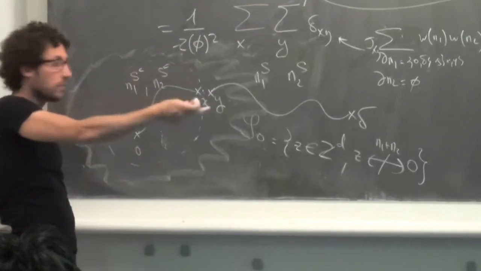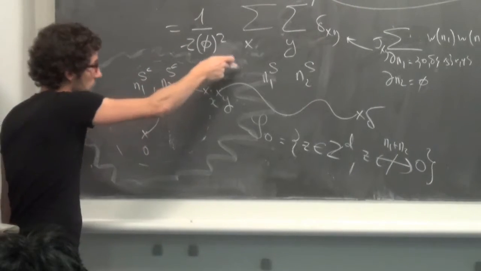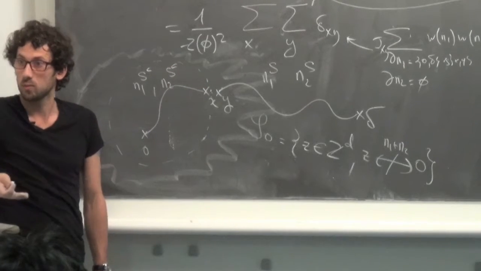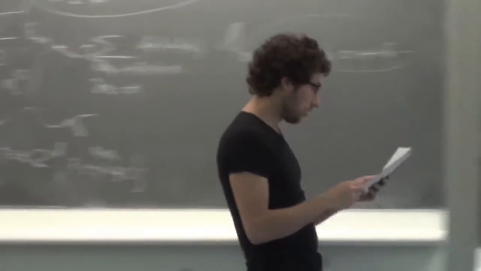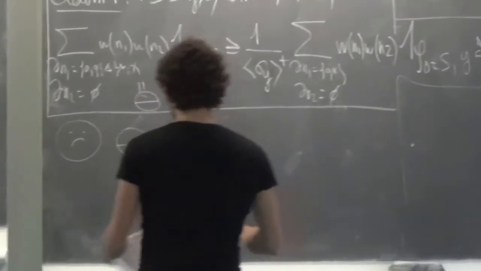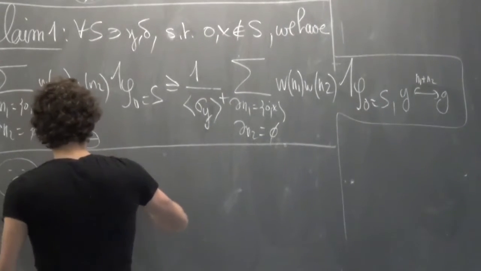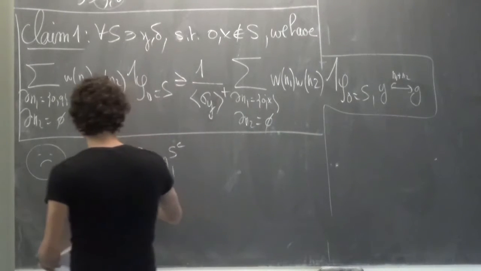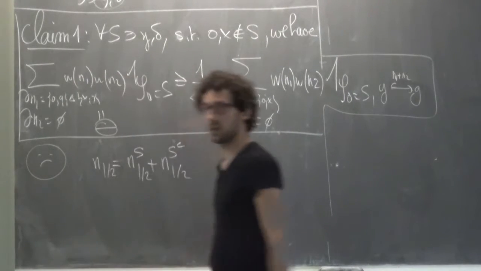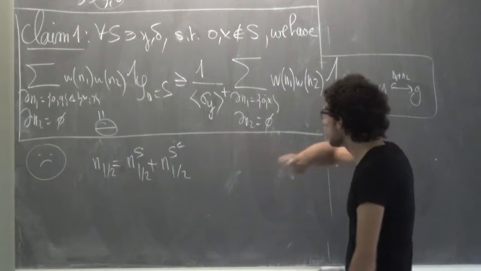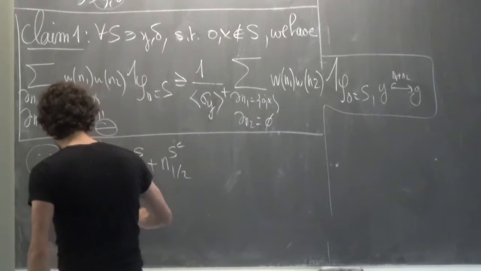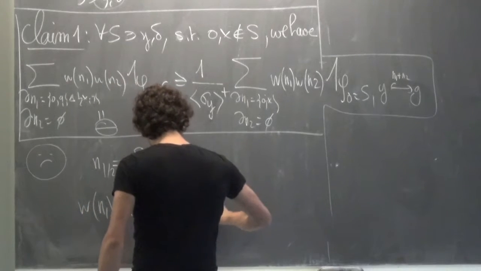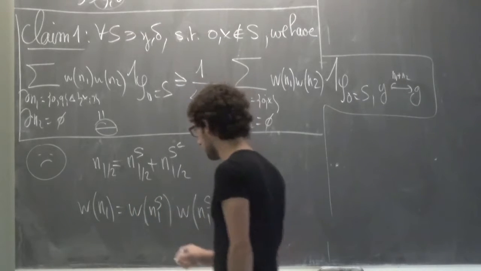Because if you take an X in S and if you take an A in S and a B not in S, anyway the current between them is zero. Okay? So we are going to decompose exactly on that. We are going to write N1 as N1S plus N1S complement, and same thing for N2. And now you have W of N1, which is W of N1S times W of N1S complement, and same thing for N2.